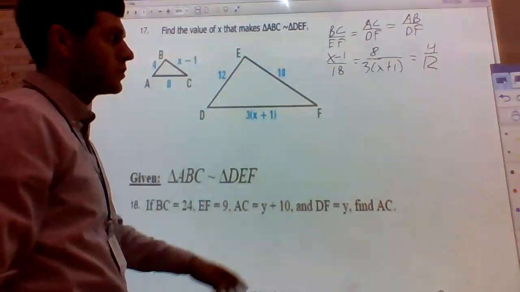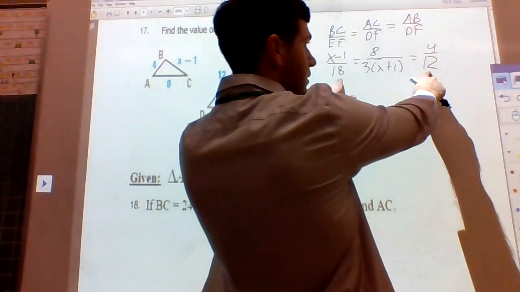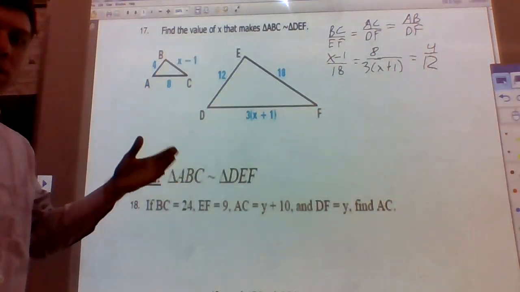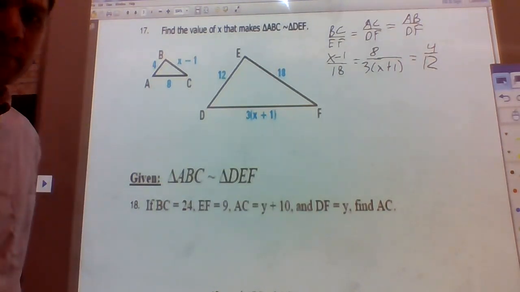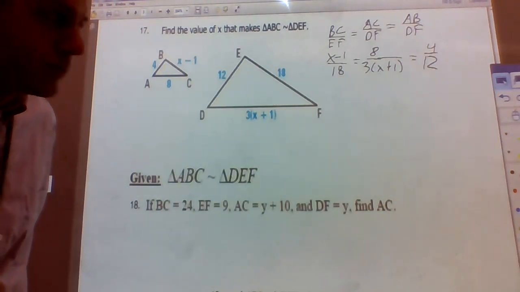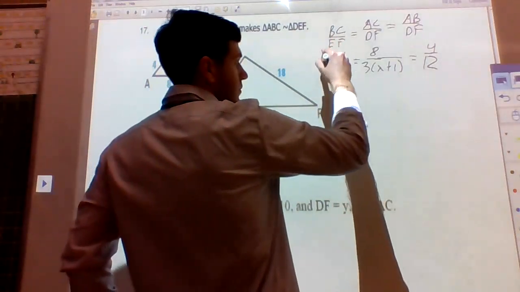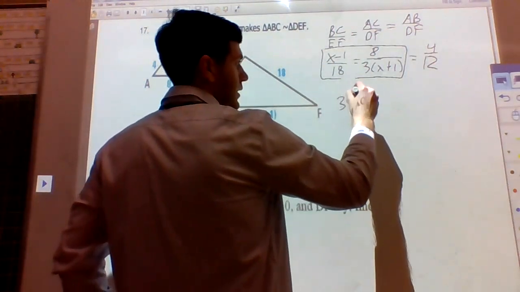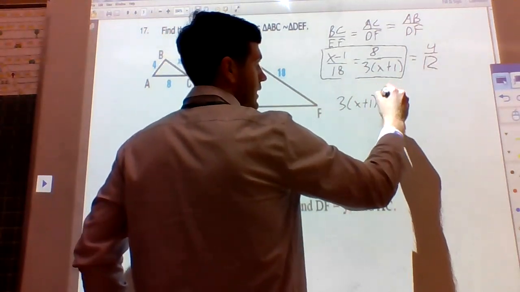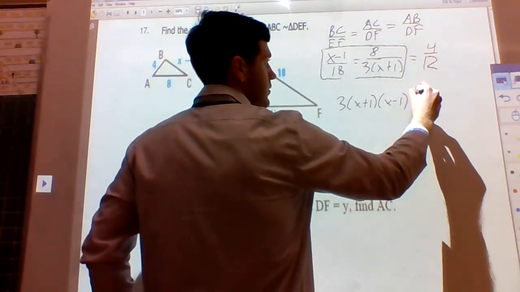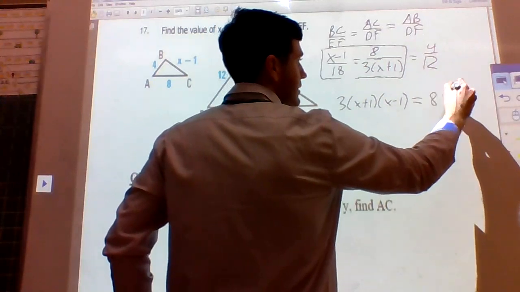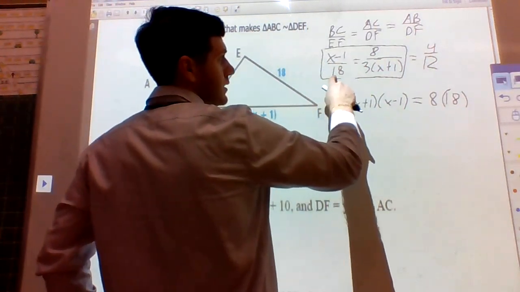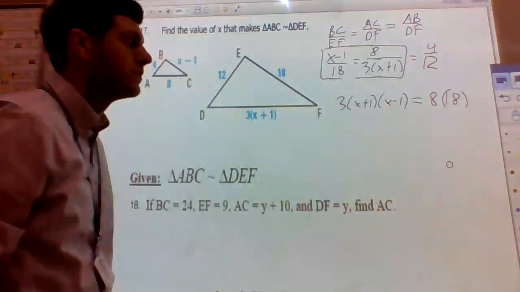So the easiest way would be to pick these two, set these two equal to each other, and then solve for x. I'm going to do it the harder way, just so we get more experience with the algebra. So I'm going to pick these two. I'm going to cross multiply, so I'm going to have 3 times the quantity x plus 1 times x minus 1. Then I'm going to have 8 times 18. And it's much easier if you do x minus 1 over 18 equals 4 over 12.